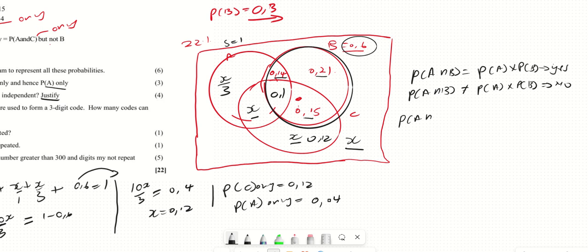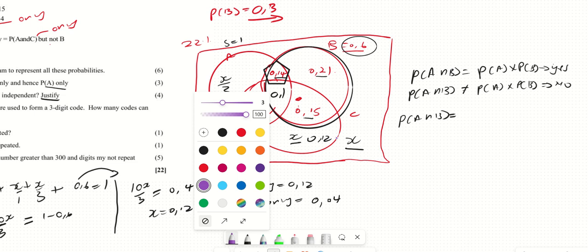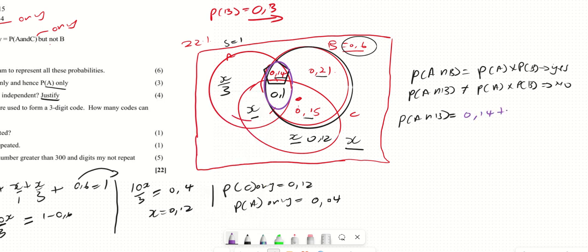Let's be careful with the probability of A and B. There is A only, and there is A and B. So where is A and B? This is A and B, this is A and B. So A and B equals 0,14 plus 0,1, which is 0,24. So now we need the probability of A, because for B we know it is 0,6.